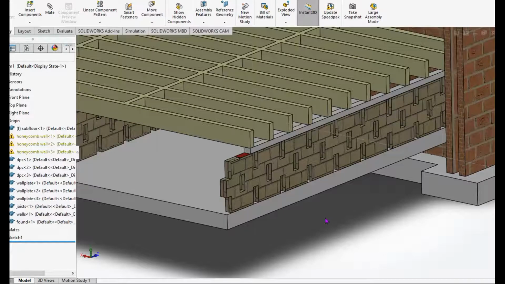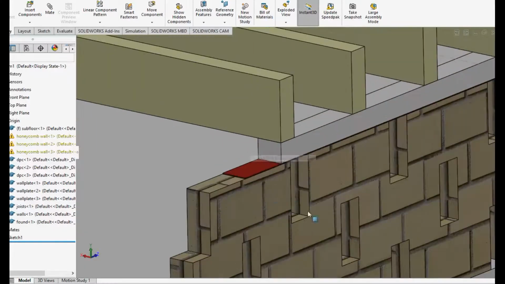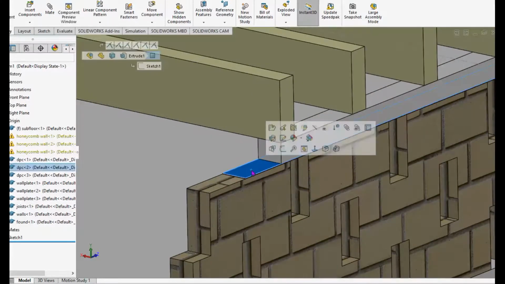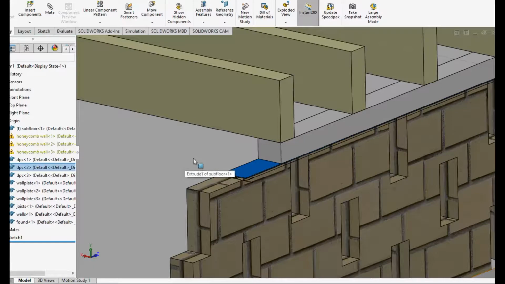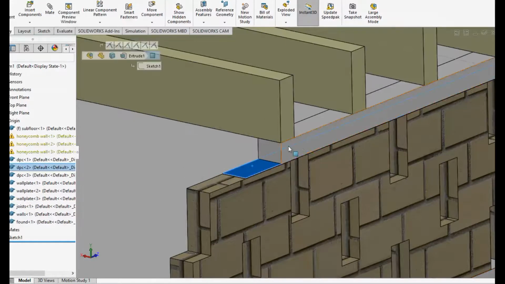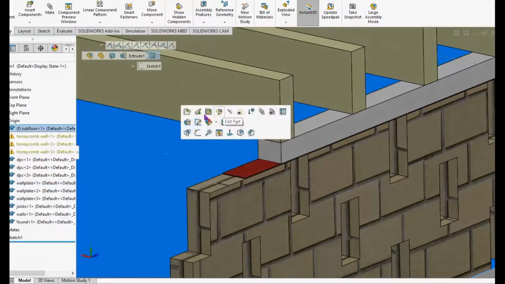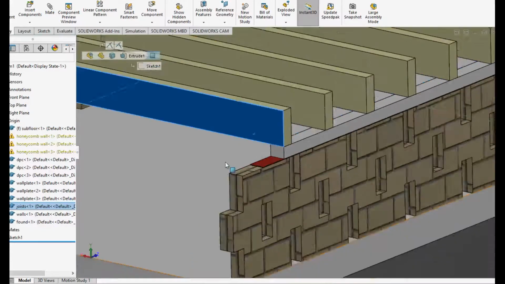We said we need ventilation in the floor, and this is going to help with that ventilation. Up on top of the wall we have a damp proof course, which will stop any dampness that comes up through the blocks getting into the timber and rotting it. Then up on top of that we have our wall plate, and on top of the wall plates we have our joists fixed onto it.